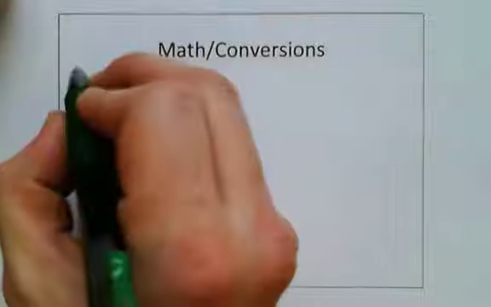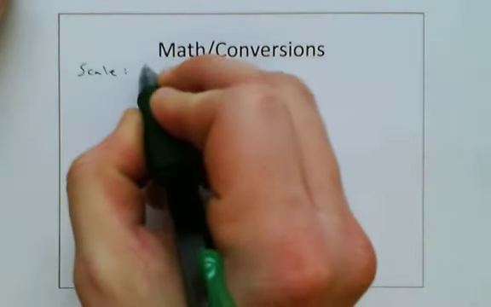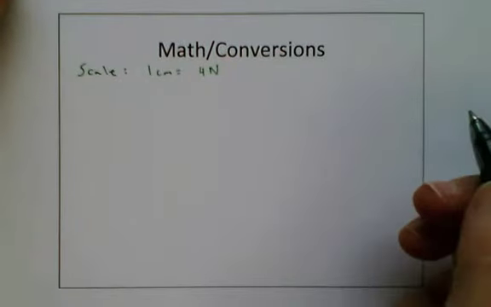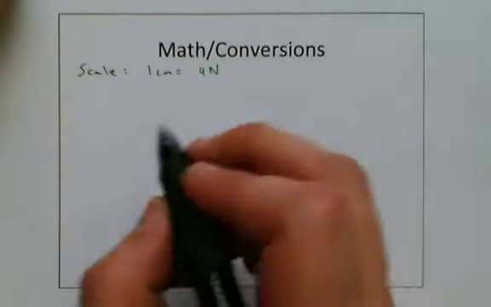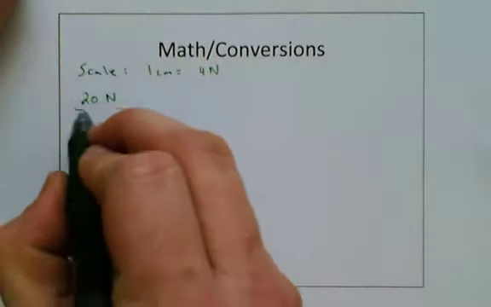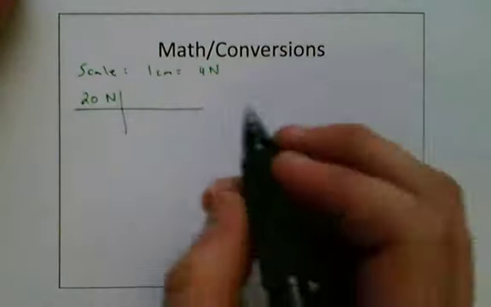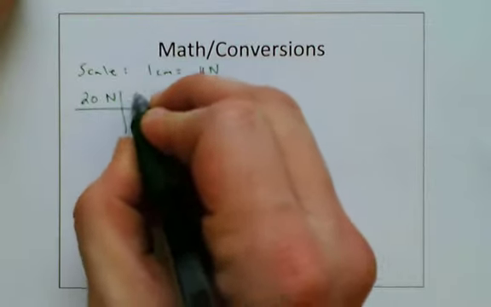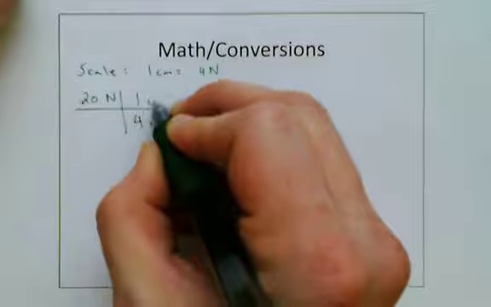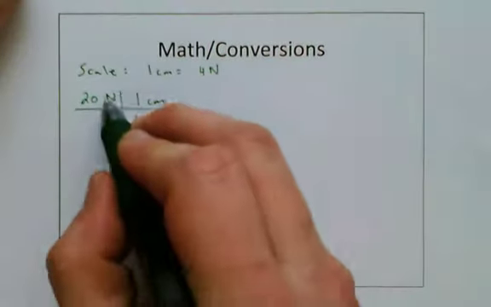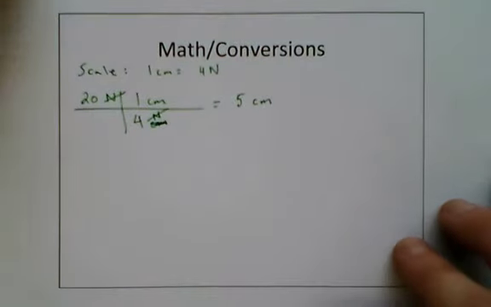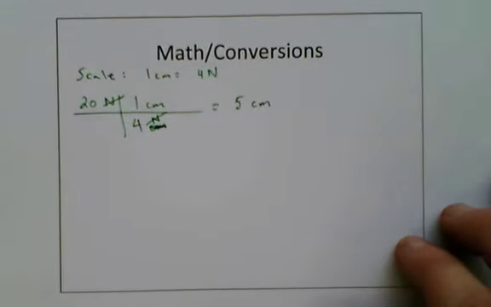So I go down to the conversion area and write down my scale. 1 centimeter equals 4 newtons. Now in order to find out how long this needs to be, I'm going to use FLM. We start with a force of 20 newtons because that's what the problem gave us. We're going to convert it over to centimeters. Remember, we put two things that are equal on top and bottom. So 4 newtons on bottom and 1 centimeter on top. The newtons cancel out, and I get 5 centimeters, which is how long my vector needs to be drawn.